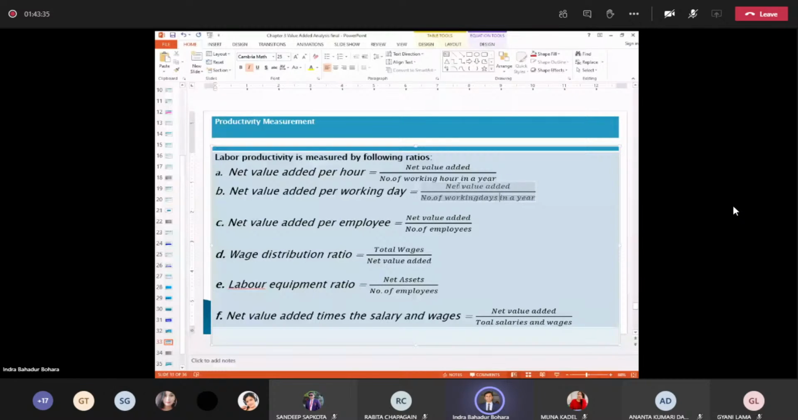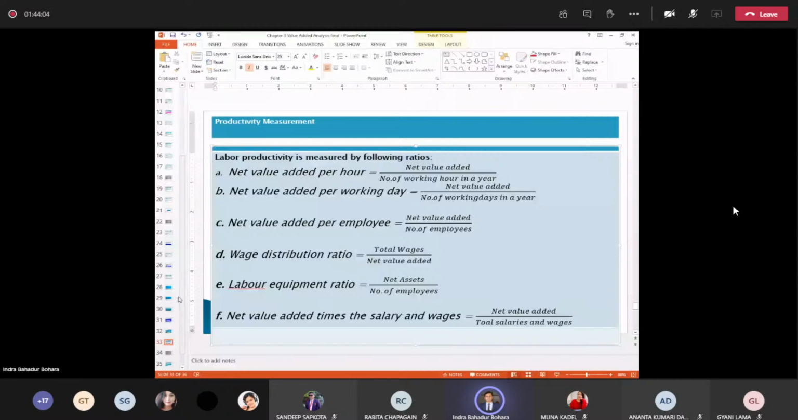Similarly, net value added per employee, that we already practiced in 3.4. Net value added in the numerator. To calculate the value added per employee, divide by the number of employees. Now D number, wage distribution ratio. I had already told you, and we calculated the different distribution ratios. We calculated the different distribution ratios in the working note.